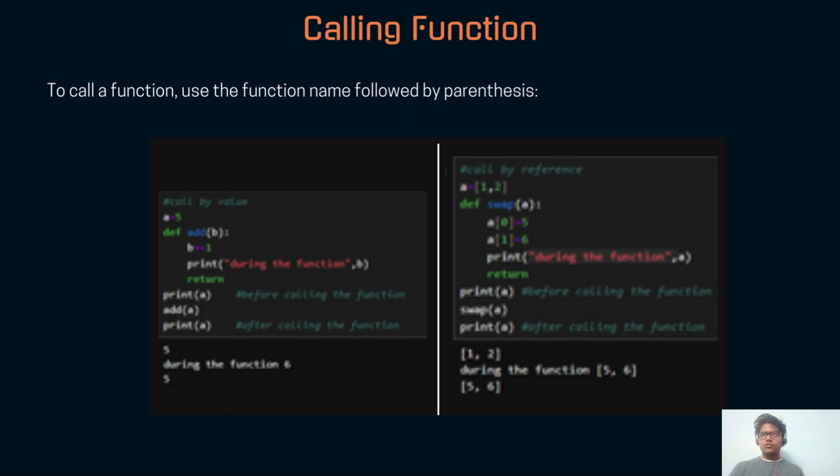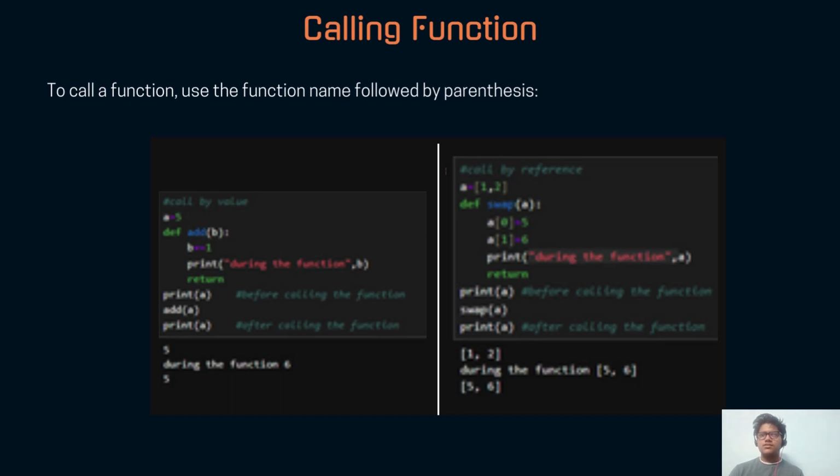Now let's understand what is call by value. Call by value means that when you pass an argument to a function, a copy of the argument's value is passed to the function. This means that any changes made to the argument inside the function will not affect the original argument. Whereas call by reference means that when you pass an argument to a function, a reference of that argument itself is passed to a function.